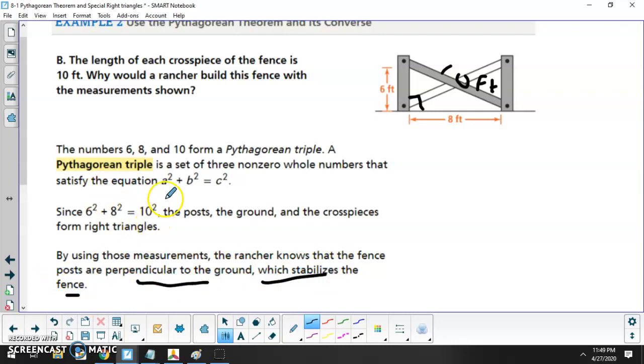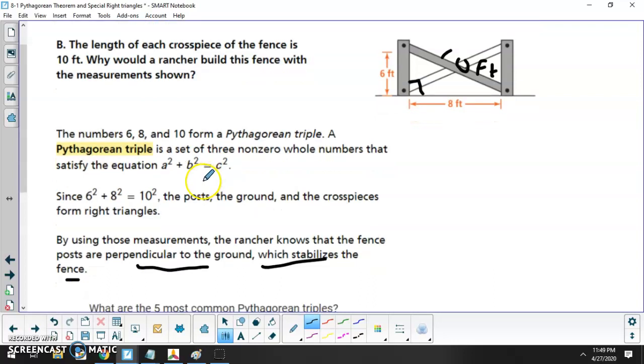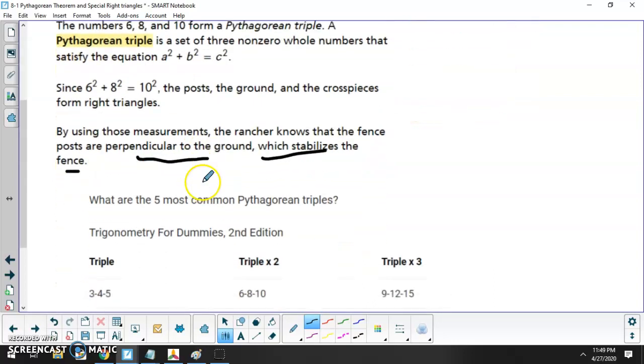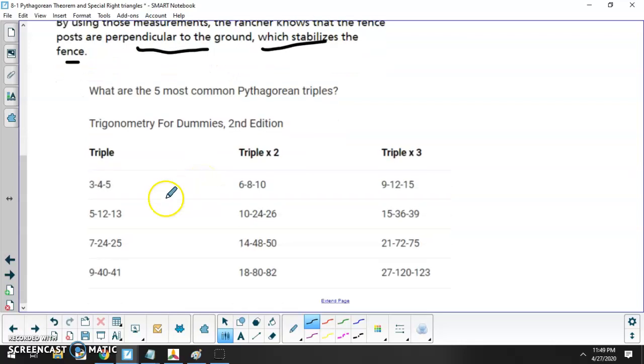Because it satisfies the Pythagorean equation here, we know that we have a right triangle and it's nice and stable. These three numbers here, and any three numbers that satisfy this equation, are called Pythagorean triples. And they're special kind of neat numbers that make right triangles. And here are some common Pythagorean triples.